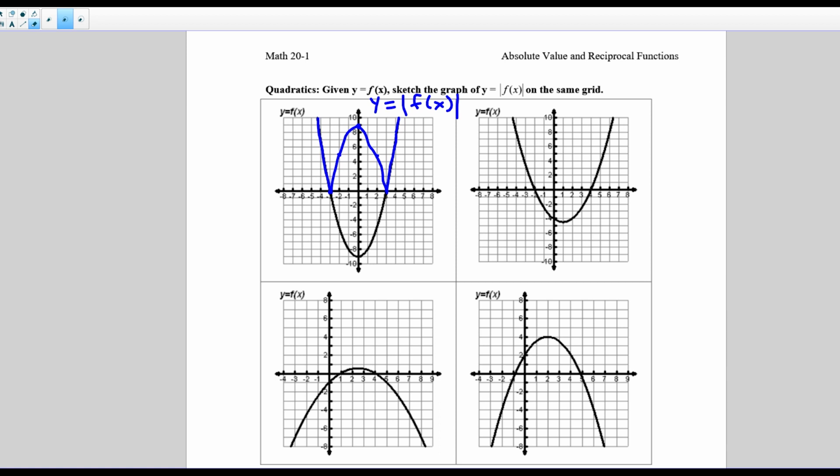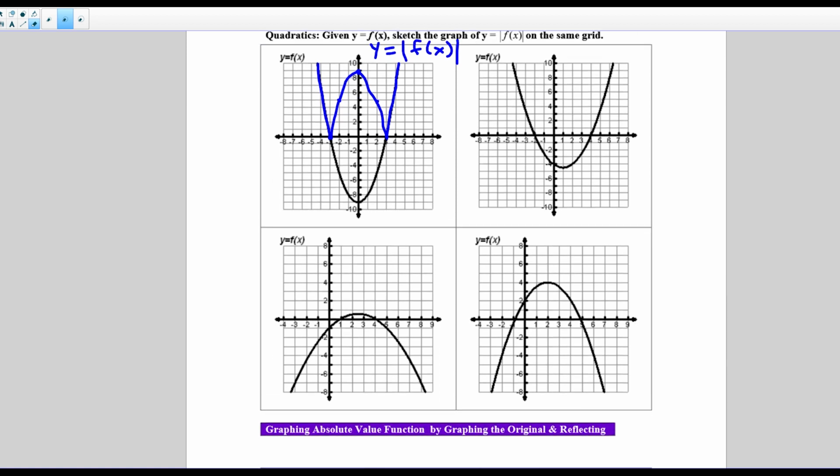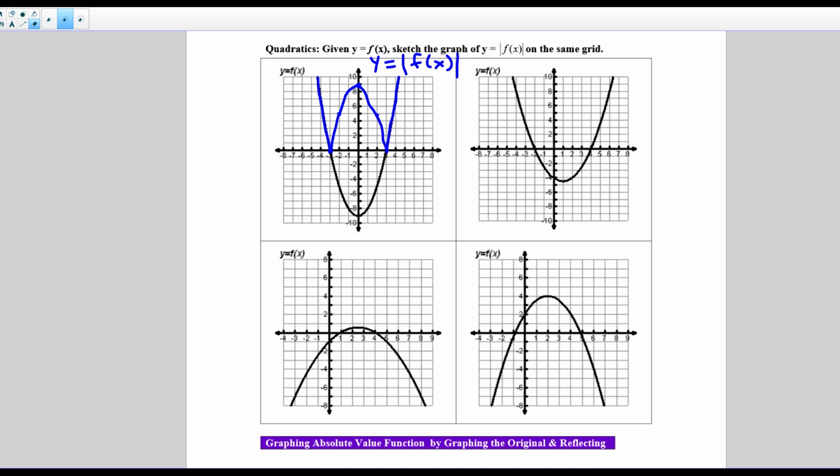Here you can just pause the video and quickly sketch out the absolute value functions of each of the originals, and then unpause to check your work.